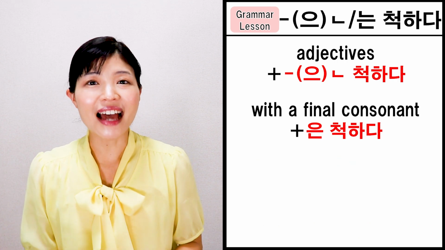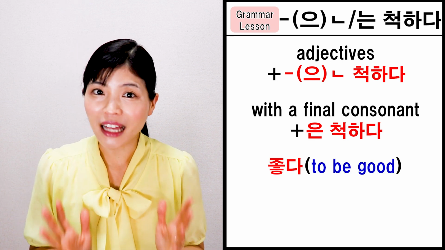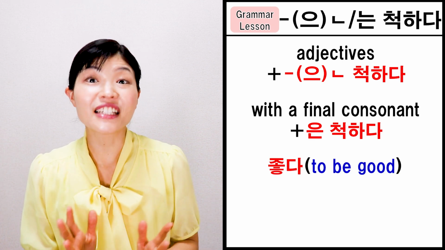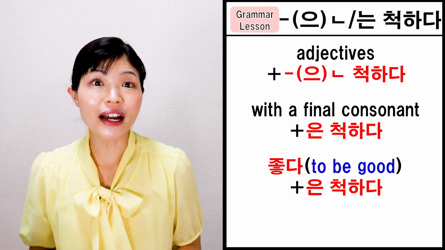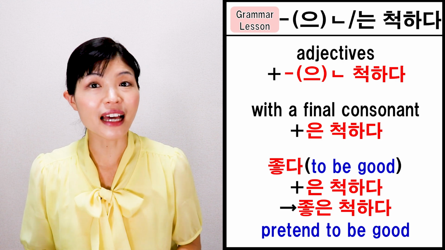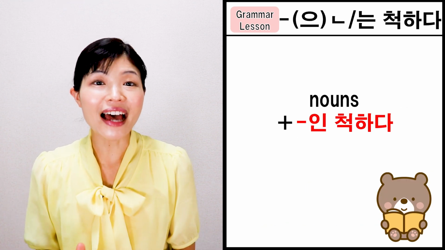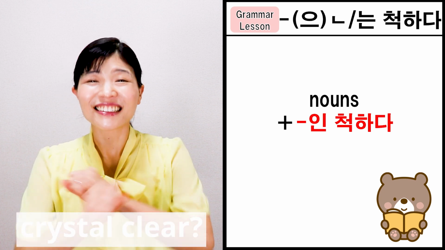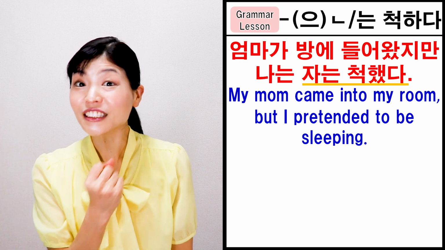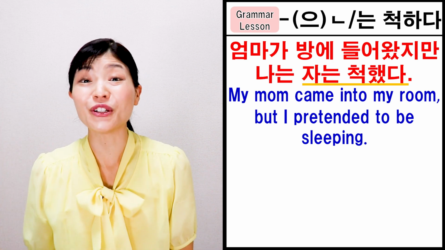And you attach 은 척하다 if a stem has a final consonant. For example, 좋다, to be good, has a final consonant. So you add 은 척하다 to make 좋은 척하다, pretend to be good. Lastly, for nouns, you attach 인 척하다 regardless of a final consonant. Crystal clear? Then let's read a sample sentence to see what they pretend to do.